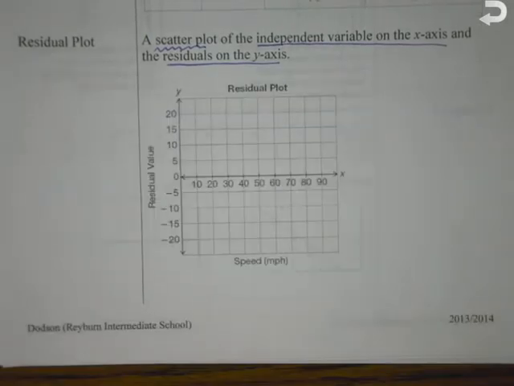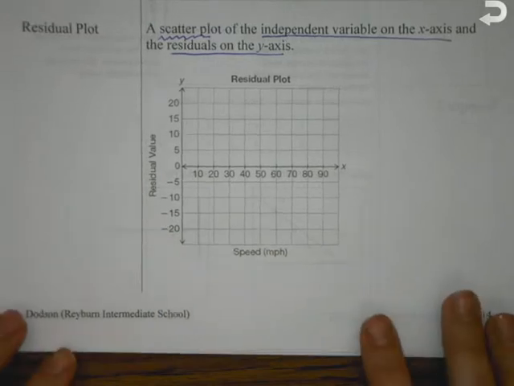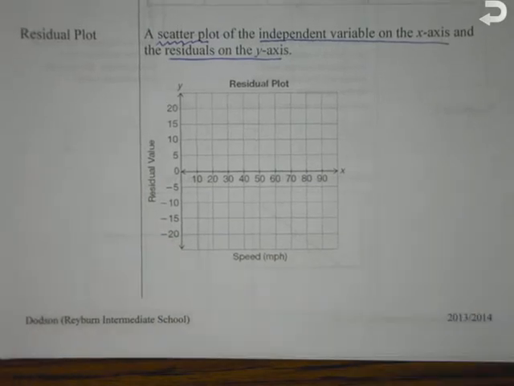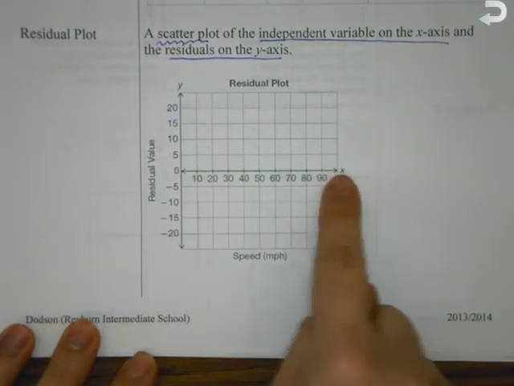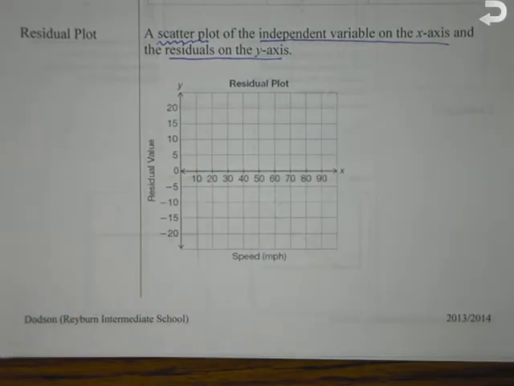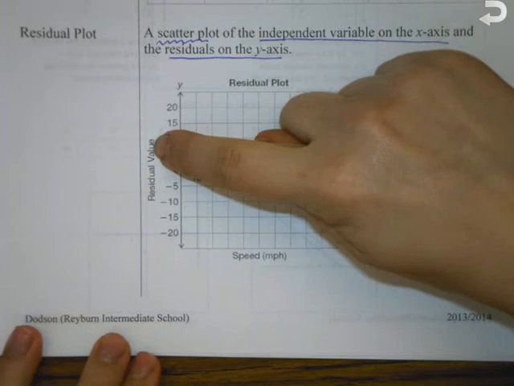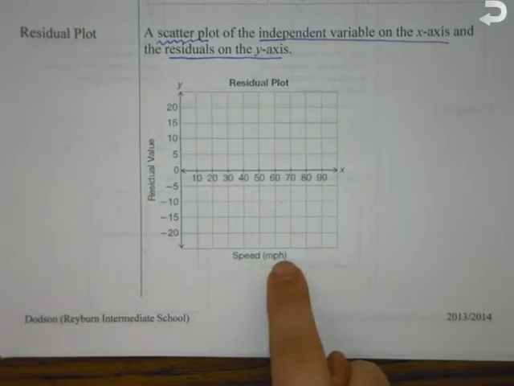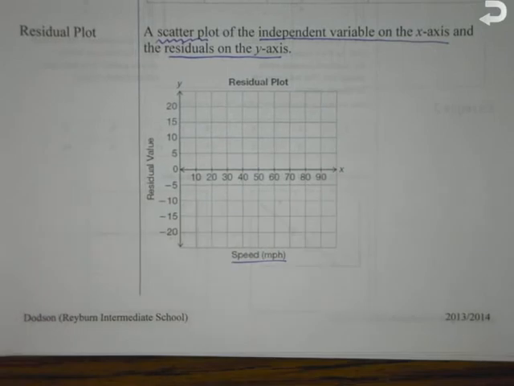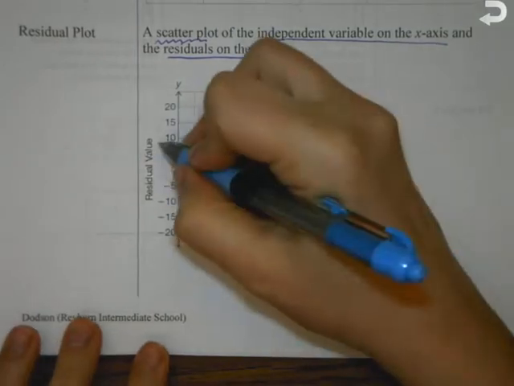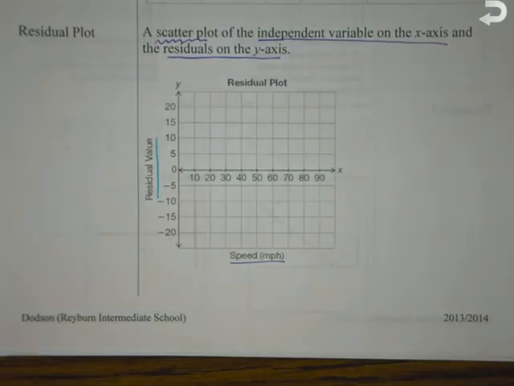And then here's how we set up our residual plot. A lot of residual plots have the y-axis going up and down, and the x-axis goes down the middle, because we're going to have some positive values and some negative values. So your x-axis is the speed, what we plugged in, and your residual value is going to be on the y-axis. That's the final column of the chart that we made.